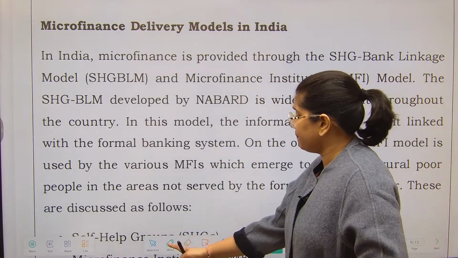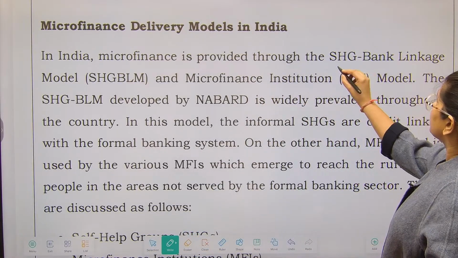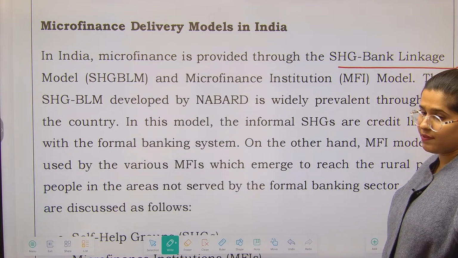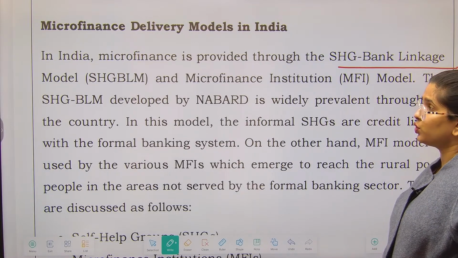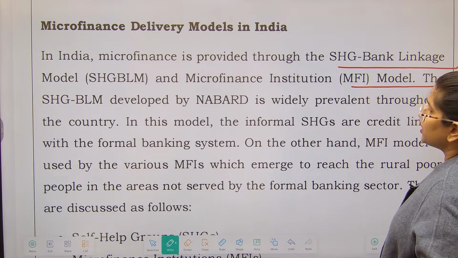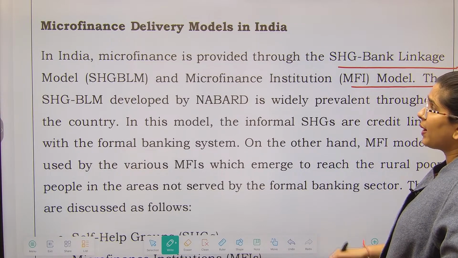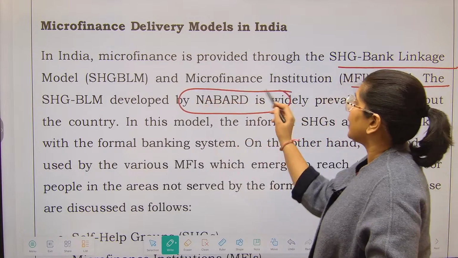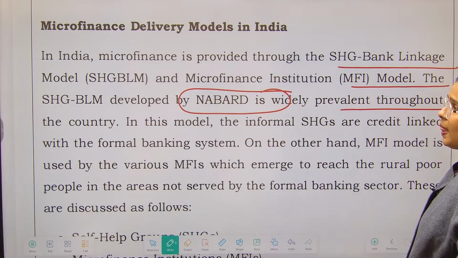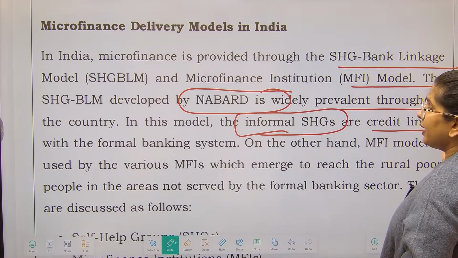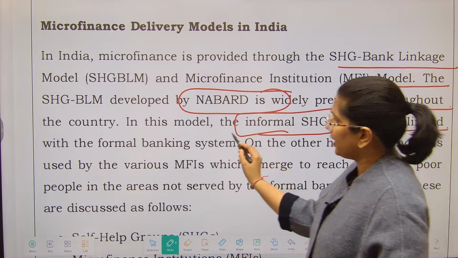So in India, microfinance is provided through the self-help group bank linkage model. This particular scheme was started back in 1992, along with the microfinance institutions model. The self-help group and bank linkage model was developed by NABARD, right? And it is widely prevalent throughout the country. In this model, the informal self-help groups are credit linked with the formal banking system.